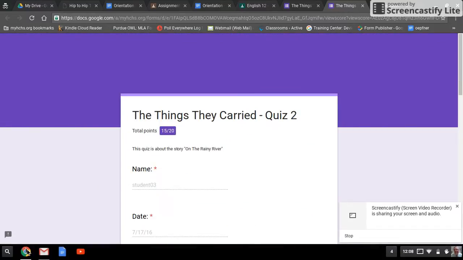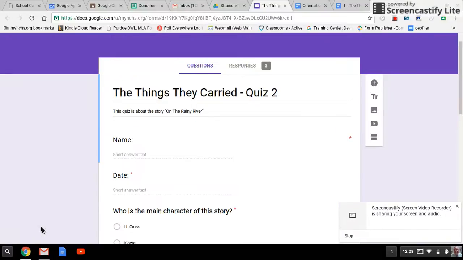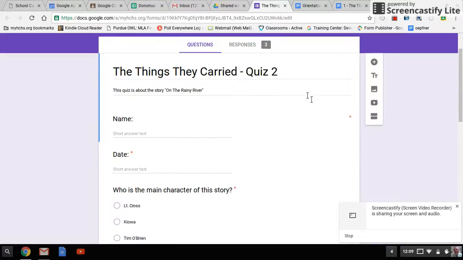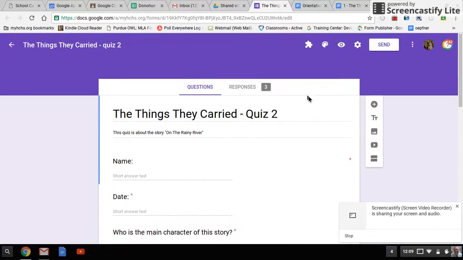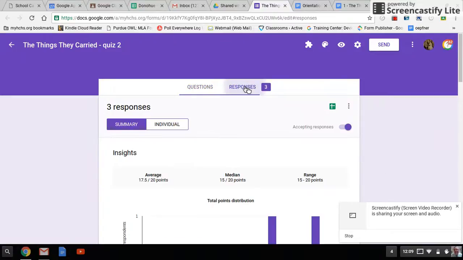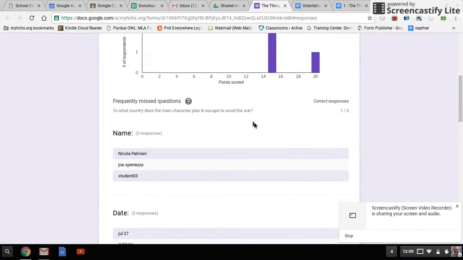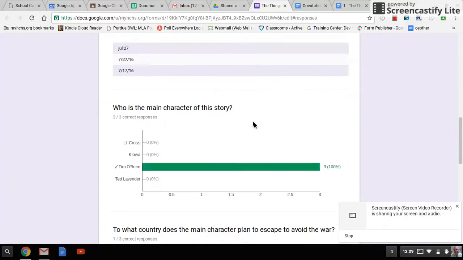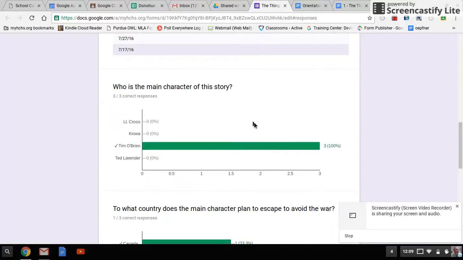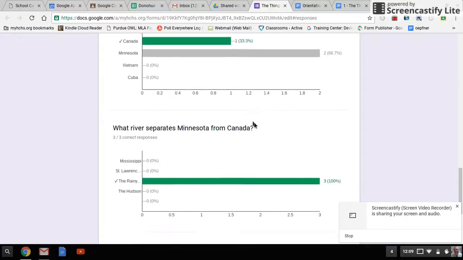Now let's go back to my quiz, and you'll see now that over here 3 responses are in. These are the questions, the responses. Now as a teacher, then you click on responses. The first page gives you a nice chart, gives you the names, gives you the dates, gives you a breakdown of the answers that were given.